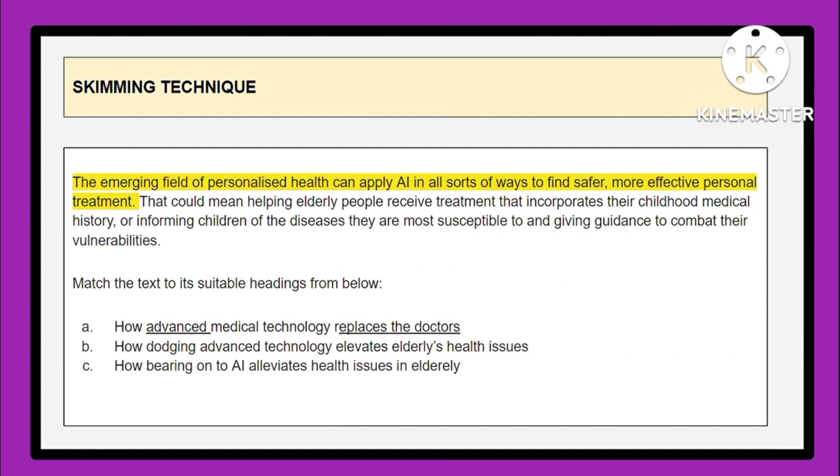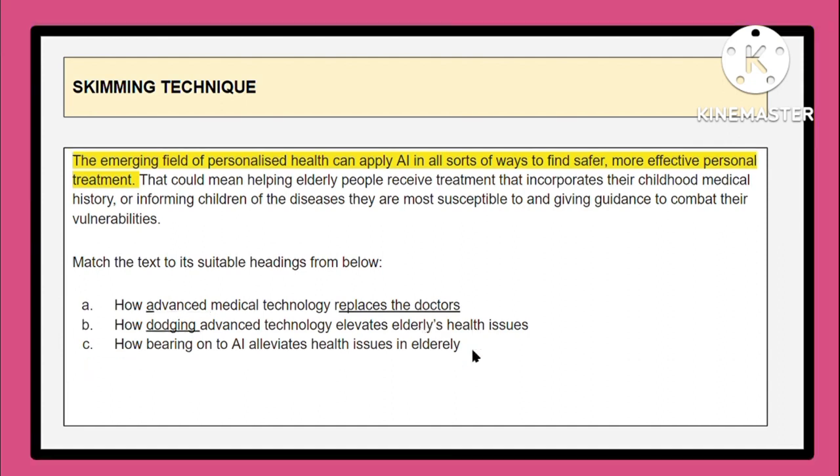So for example, the second question says, how dodging advanced technology elevates elderly's health issues. So, how avoiding advanced technology elevates elderly's health. I'm going to underline dodging because that speaks the most to me right now. If this paragraph is about ignoring something, then I know the second option is going to be my suitable heading for the passage. And similarly, the third option says, how bearing to AI elevates elderly health issues.